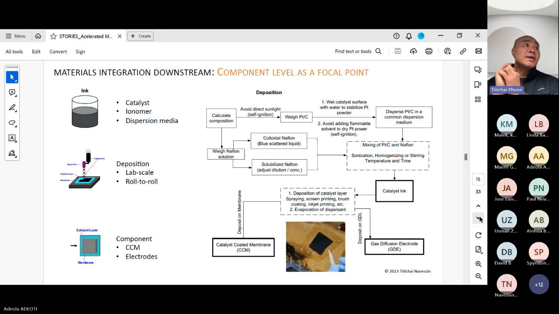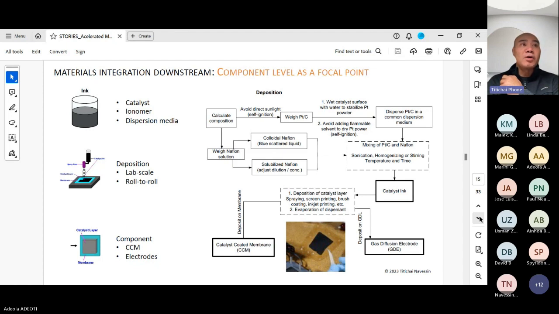You start off with catalyst material, ionomer, and dispersion media, and it goes through a process of mixing, and then it gets deposited via a deposition process, either by a lab scale process of spray coating or screen printing or a simulated roll-to-roll. And then you go through a process of bonding and drying, right, to achieve the component. Now, this seems fairly straightforward, and it is a simplistic view of it.